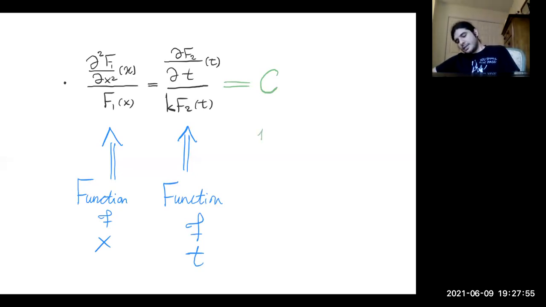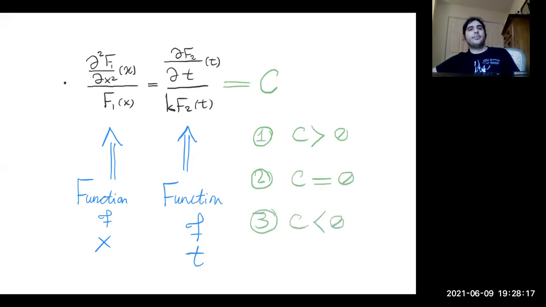One case is that c is 0. One case is c is not 0, but actually we should consider it more carefully. So say case number 1 is where c is positive. Case number 2 is when c is 0. Case number 3 is when c is negative. Okay. Great. Let's start with the first case.